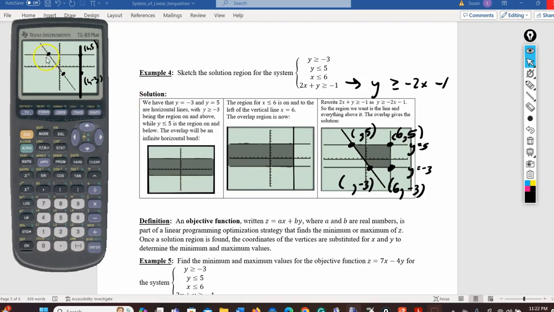So if I just want to see where that intersection point is, I do second trace. And we want intersection point. And I'm going to move my cursor to where the intersection point is and go enter. On the second curve, yes, enter again. You want me to guess? Yes, guess. And it's telling me that the intersection is -3, 5.